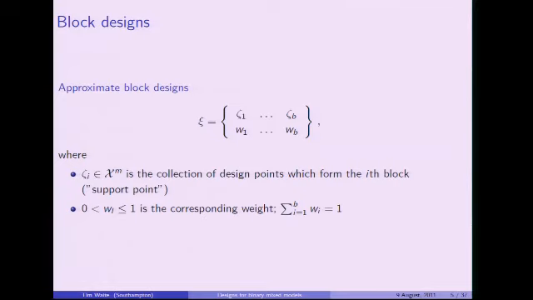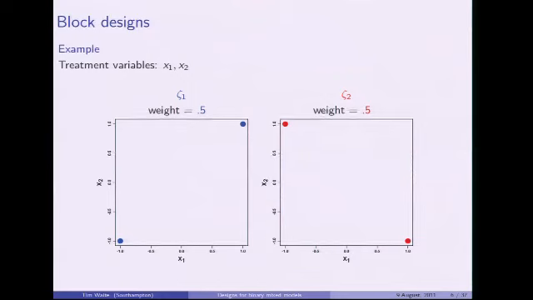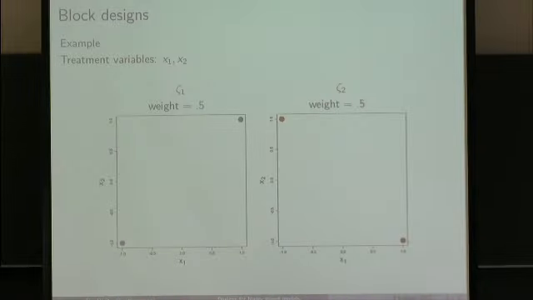And the interpretation is that essentially these weights describe what proportion of the available experimental blocks should use these treatments that are contained in, say, zeta i. So as an example of that, you might have an experiment in which there are 2 factors, and you have 2 blocks in your design of equal weight, and the treatments in this particular design are given in these figures.